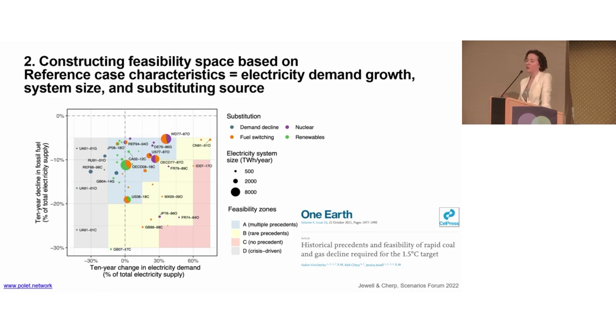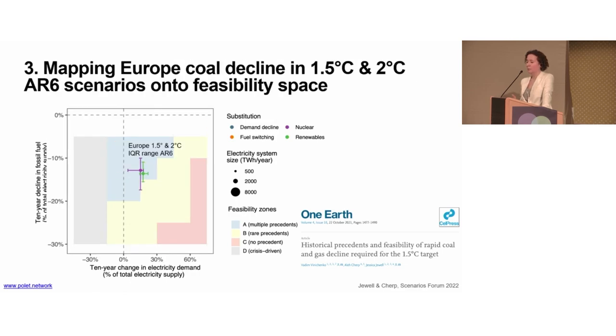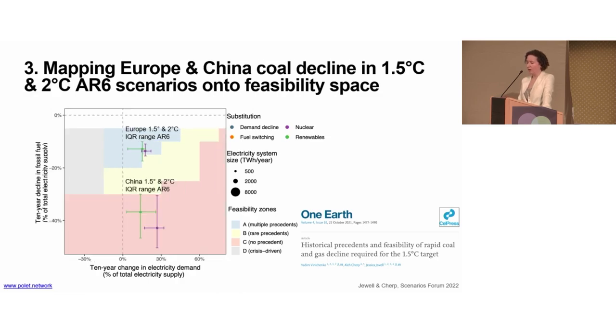onto it to see how the coal decline in scenarios compares to what we have experienced historically. This is 1.5 and 2 degree scenarios from the AR6 database, and I'm showing you now for Europe, and we can see that Europe is well within the multiple precedented zone. Now, if we look at China, we see that the decline of coal in China goes well into the unprecedented zone.